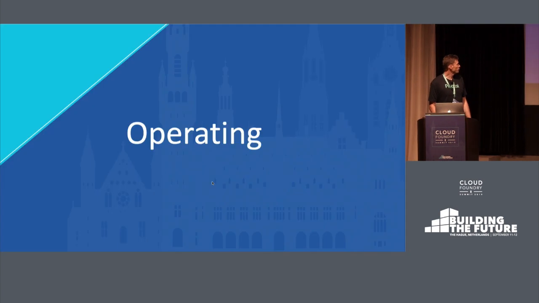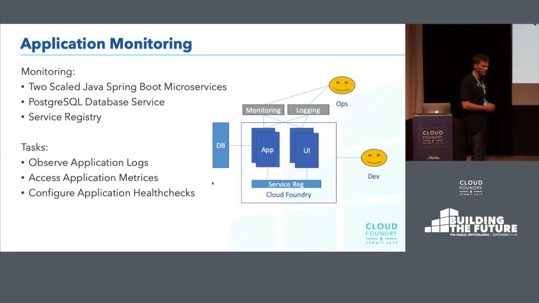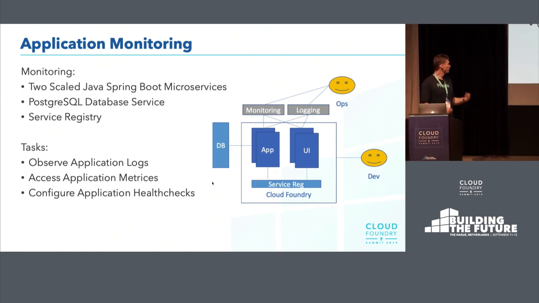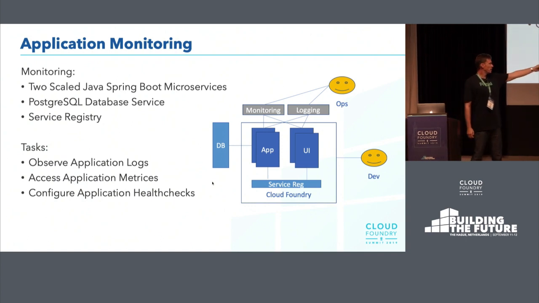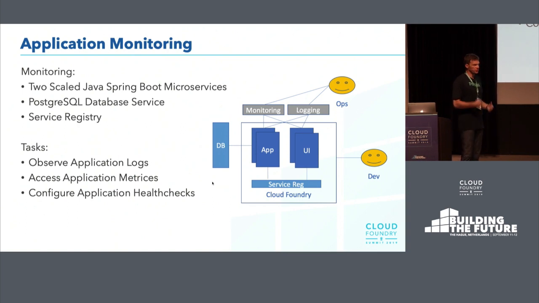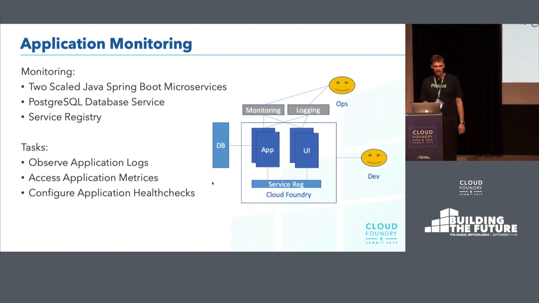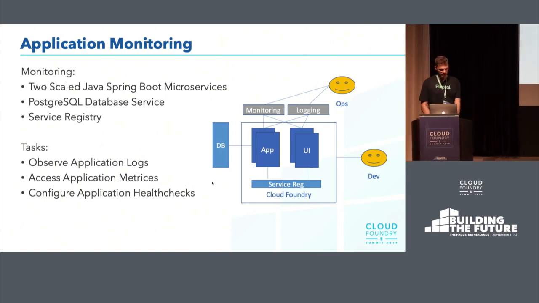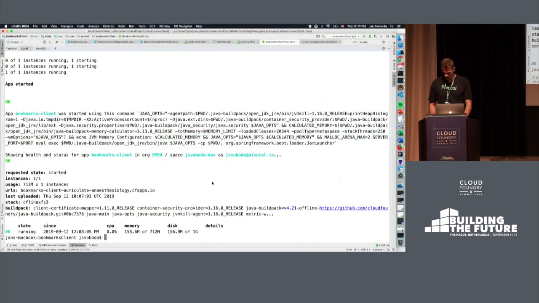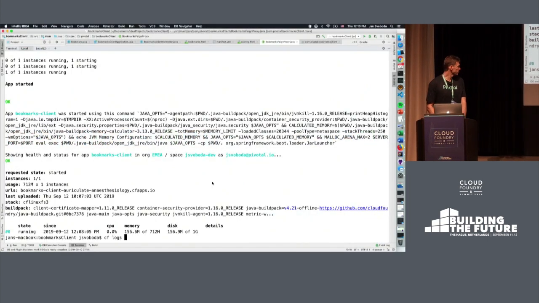The last thing I wanted to show you is how to gather logs and some metrics from your microservices. We still have my app service running, my UI service running, connecting to the Postgres database, using the service registry for discovery. Now I want to look at some logs and some metrics. The command is cf logs, and let's do bookmarks service.